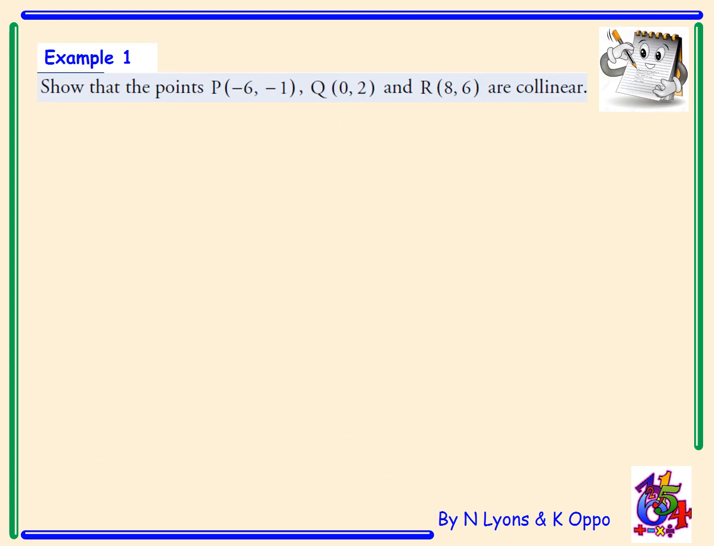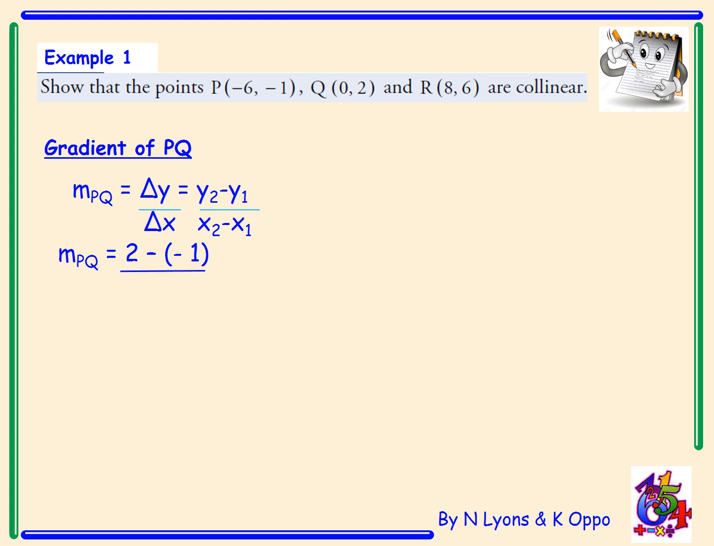Example 1. Show that the points P(-6, -1), Q(0, 2) and R(8, 6) are collinear. We will start by finding the gradient of PQ. We do this by finding the difference in our y-coordinates divided by the difference in our x-coordinates. So the gradient of PQ is 2 subtract negative 1 divided by 0 subtract negative 6. This will give 3 over 6, which cancels to 1 over 2.